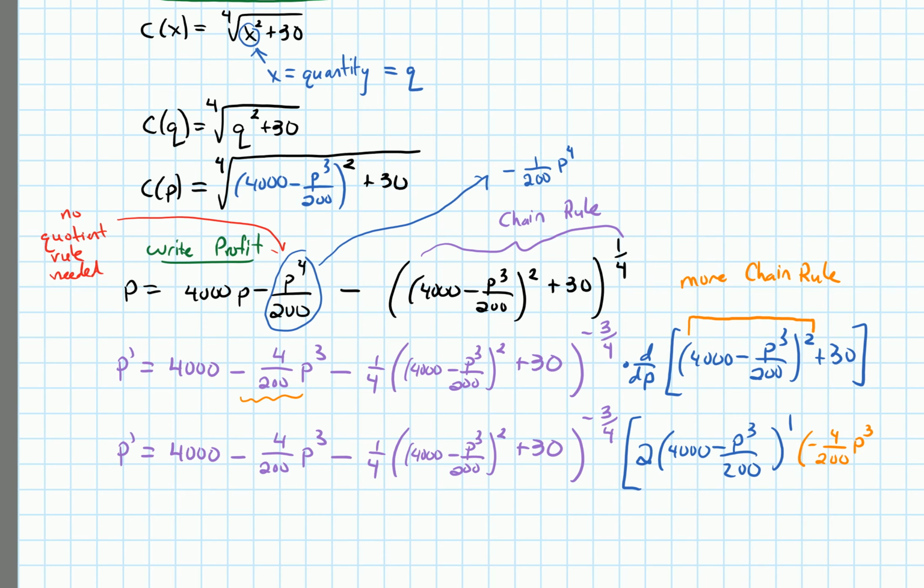p cubed. Actually, you know what? I messed up there. That's not what it is. Sorry, I need to take the derivative of p cubed over 200. I was looking at p to the fourth over 200. So to take the derivative of p to the third over 200, it's also going to be power rule. So I'll bring the power down, and I'll get negative 3 over 200. And then I'll get p squared, because I subtract 1 from the exponent. Okay, so that's what the derivative of the inside is.